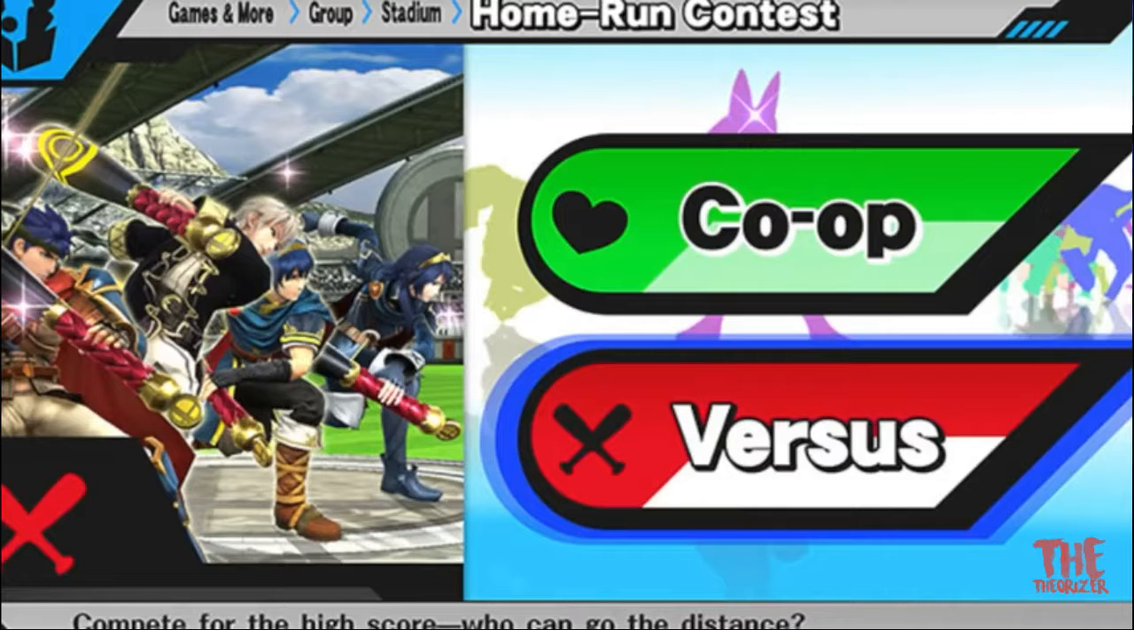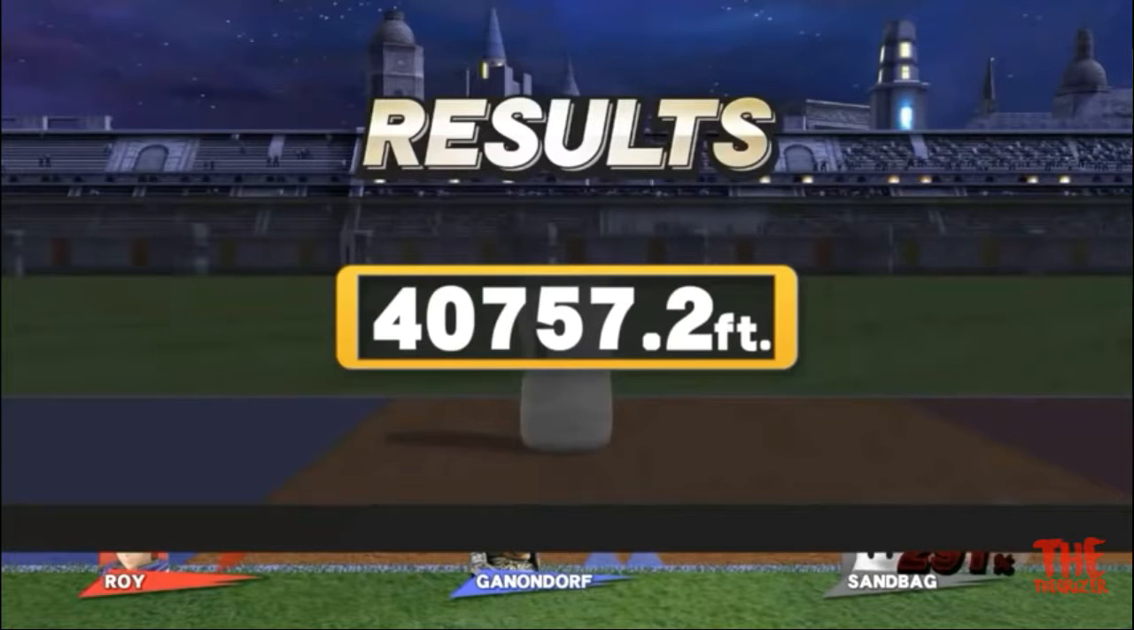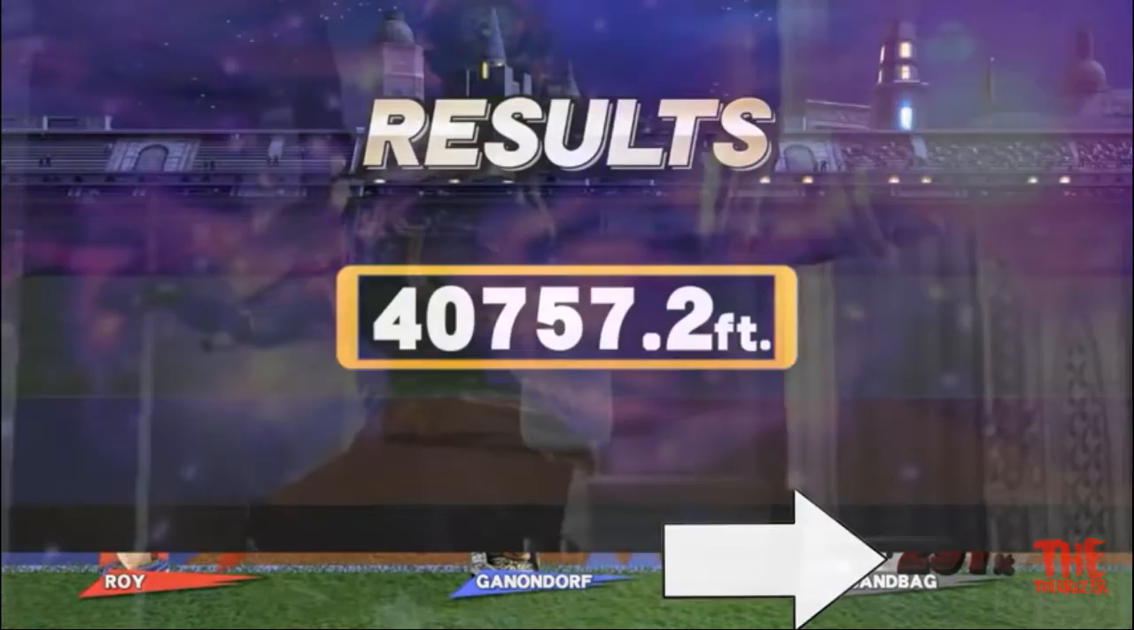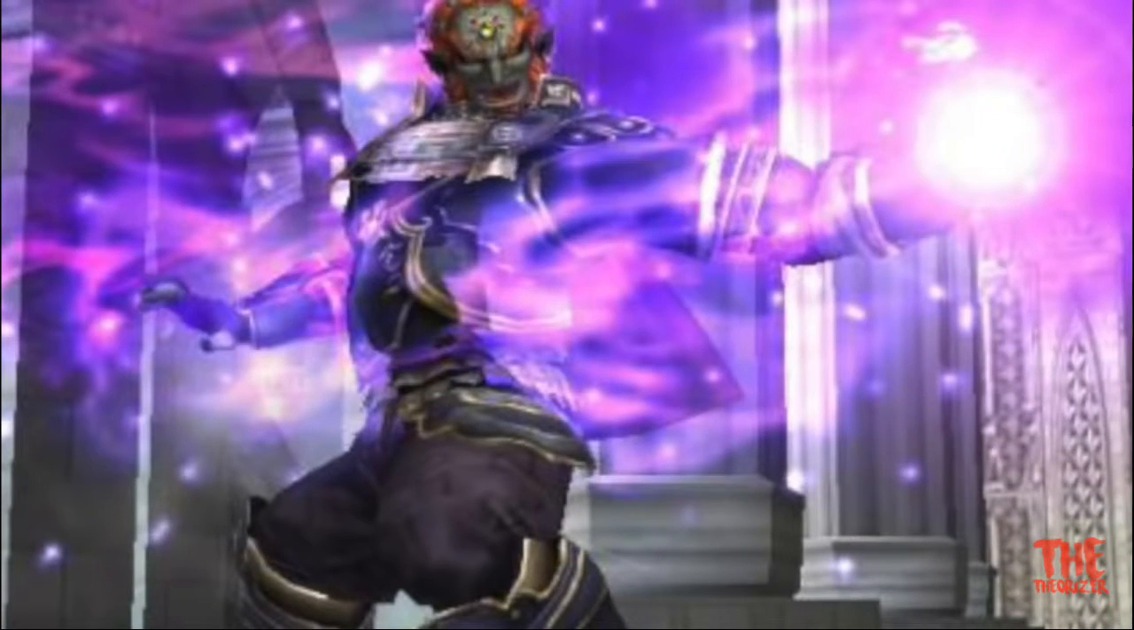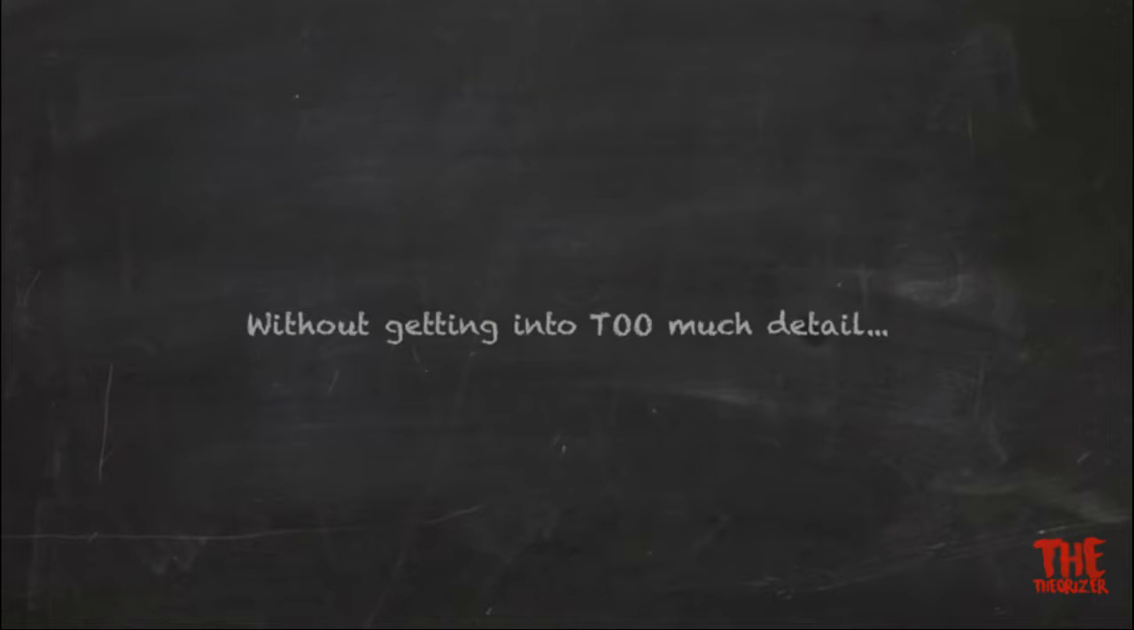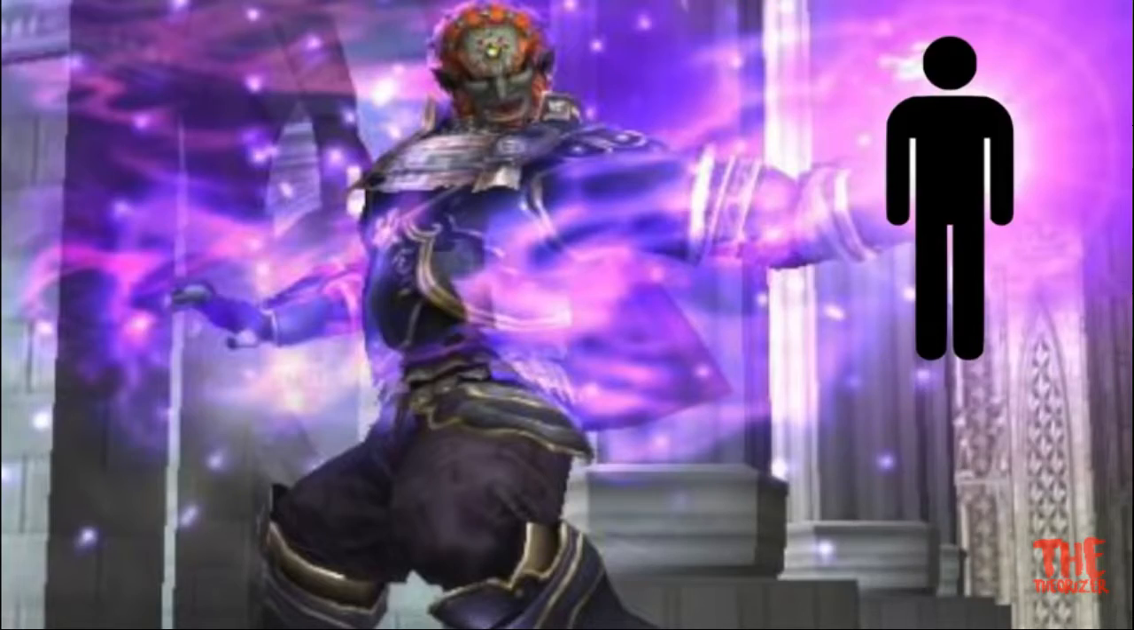The world record distance for the sandbag hit is over 40,000 feet, using Ganondorf. Wow. After the percentage of the sandbag was brought up really high, it was Warlock punched. I'm going to assume that this is the peak ability of this move. So without getting into too much detail, here's what would happen if you were Warlock punched.